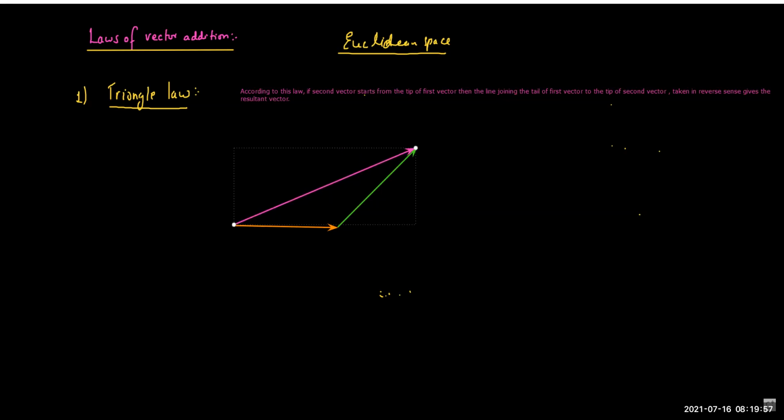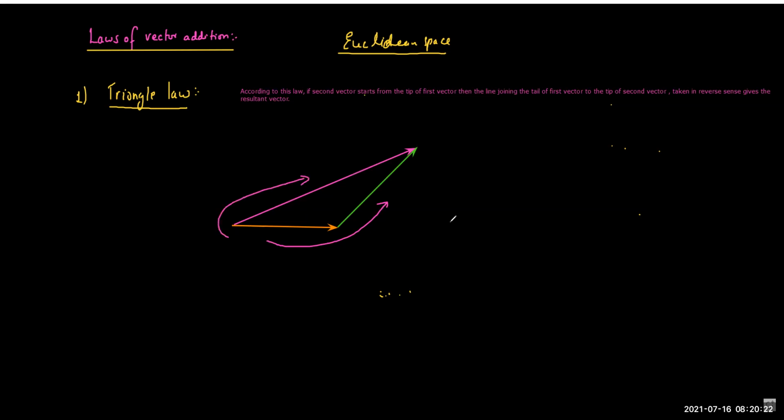You cannot join in the other, reverse direction. It must be joined from the tail of the first to the tip of the second, and the arrow of the third vector, that's called the resultant, will be in the reverse order. Now, what is the meaning of reverse order? So this vector is going this way, and suddenly you start drawing this way. So you reverse the order.